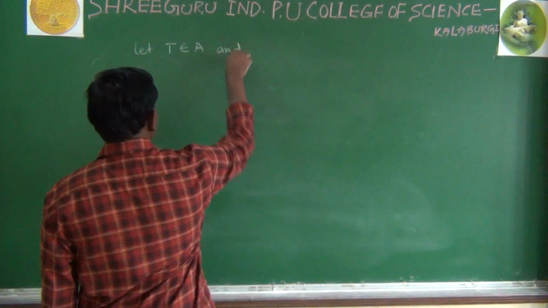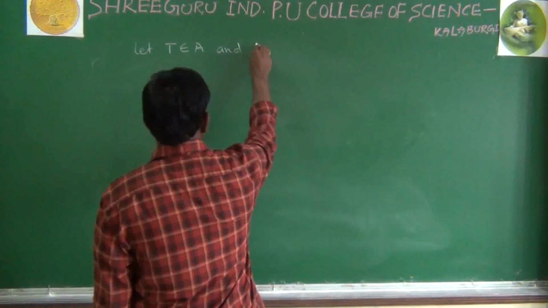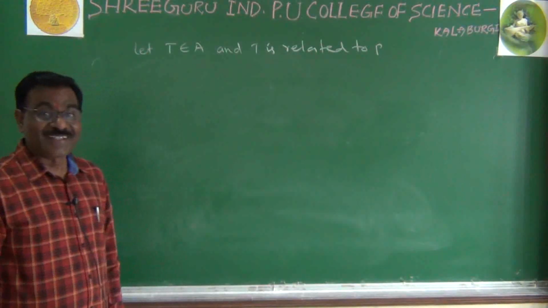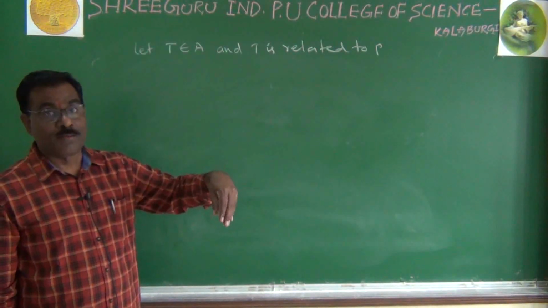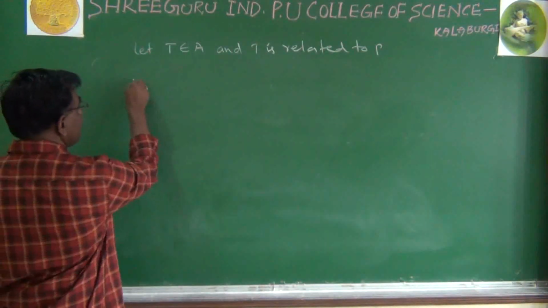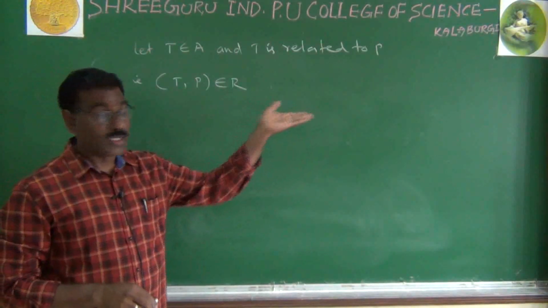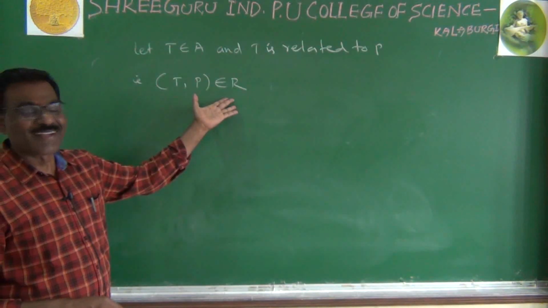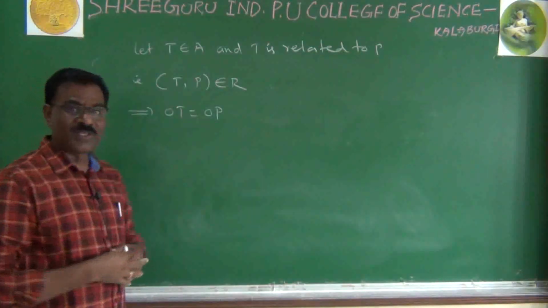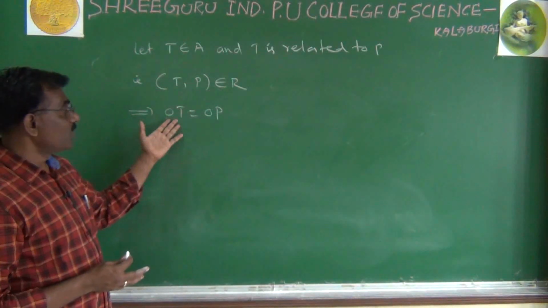T belongs to set A, but what is T? T is related to P. When T is related to P, that means T comma P belongs to R. When T comma P belongs to R, it means OT equal to OP, according to the condition by which the relation is defined. So T comma P belongs to R means OT equal to OP.